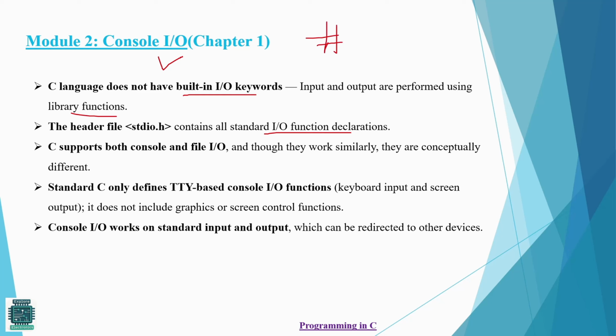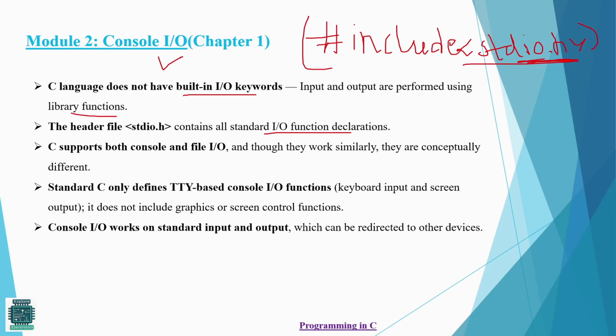I think you all would be seeing this line, right? At the starting of the program you will be writing like this, right? Hash include stdio.h. We'll call this whole thing a preprocessor directive. But here we will call this main thing, stdio.h, a header file which contains all standard IO function declarations.